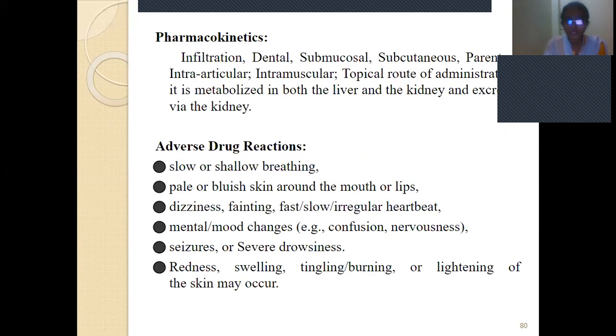Pharmacokinetics: the routes of administration are infiltration, submucosal, dental, and subcutaneous parenteral, and also topical. It is metabolized in the liver and kidney, and excreted by the kidney. Adverse drug reactions are dizziness, fainting, irregular heart rate, mood changes, seizures, drowsiness, swelling, and redness of the skin.